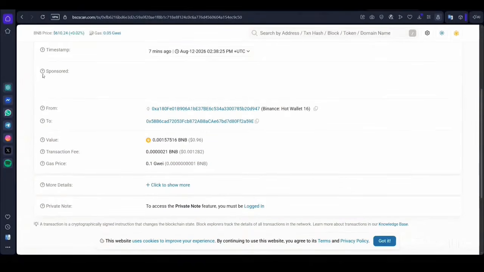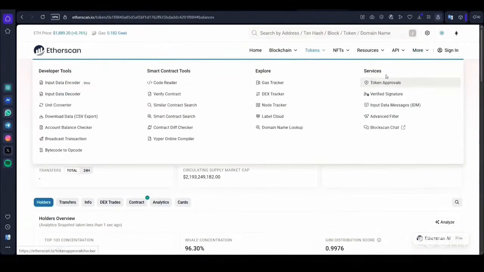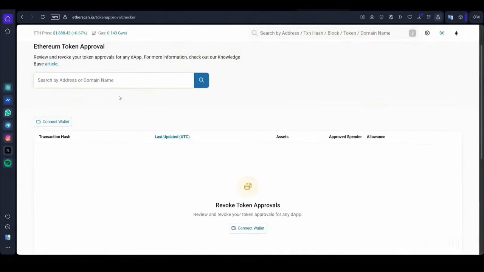Let's also head over to Etherscan. Once you're there, click on the More tab, where we can find the Token Approvals section. We can then enter our own wallet address to check it, or alternatively, let's just take a look at Vitalik's wallet for this example.